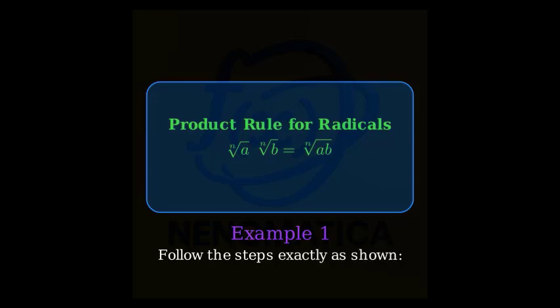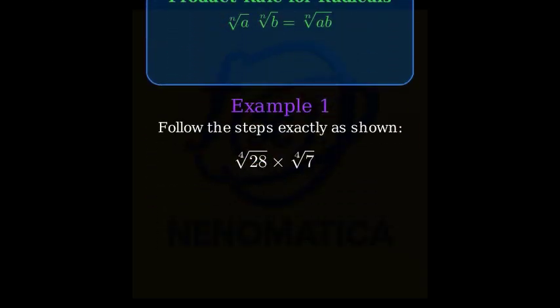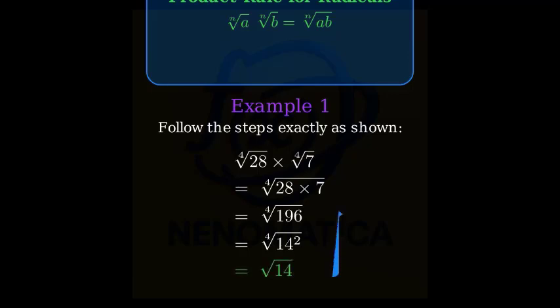We will mirror the given steps exactly and explain why each is valid. Start with the expression. Next, apply the product rule to merge the two fourth roots. Multiply inside the radical. 28 times 7 equals 196. Now factor 196 as 14 squared. Finally, the fourth root of 14 squared equals the square root of 14. So the result of the first problem is the square root of 14.